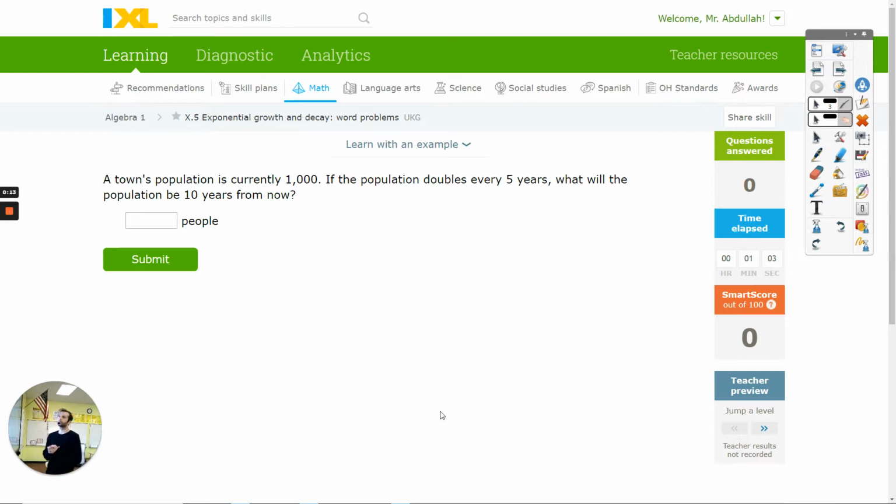So the first question is about a town's population currently at 1,000. If the population doubles every 5 years, what will the population be 10 years from now? If we figure out how many times it'll double, solving the question is going to be much easier. So if it doubles every 5 years, and the time frame we have is 10 years, how many times is this going to double? The way to find that is just division, 10 divided by 5.